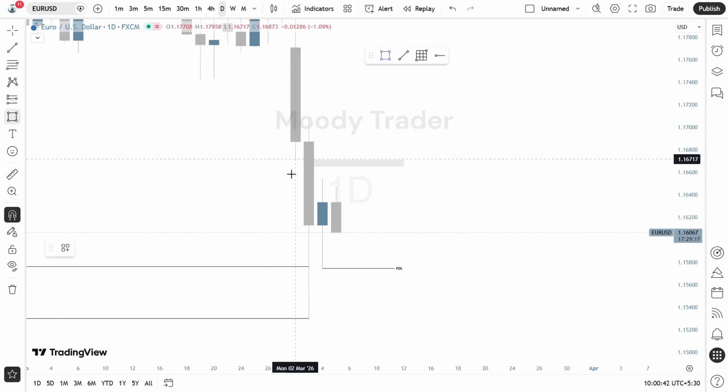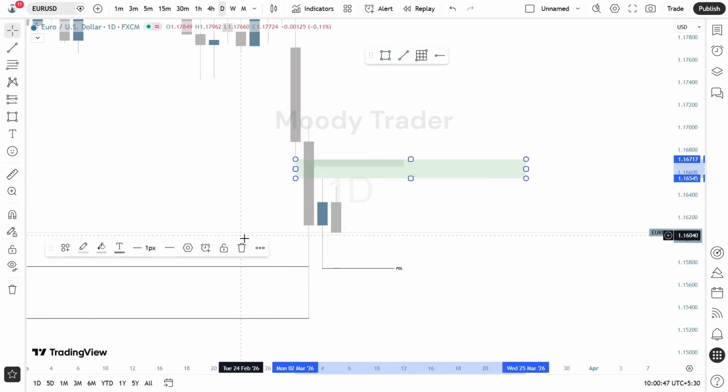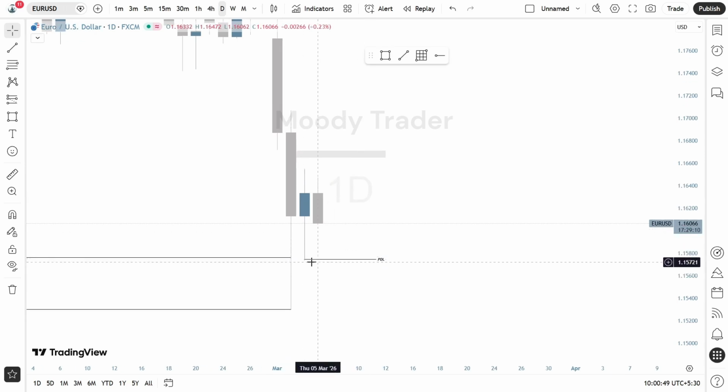Apart from that, we are having this one FVG into the market where I have refined it and marked, and right now we are having this previous day low. Let's move to the 4 hour now.